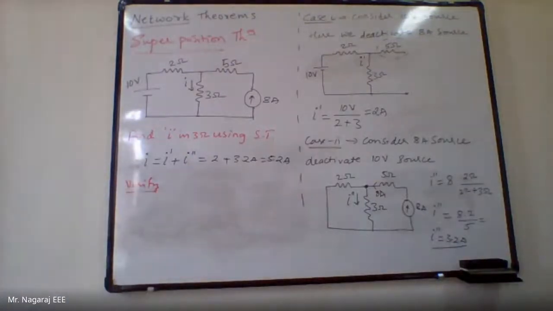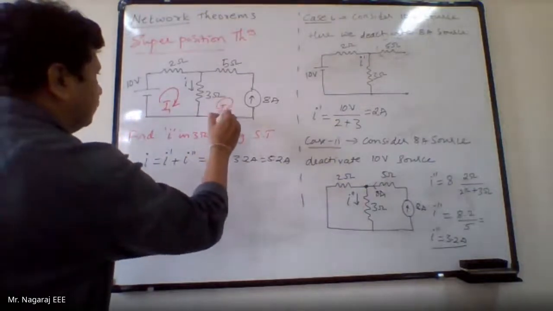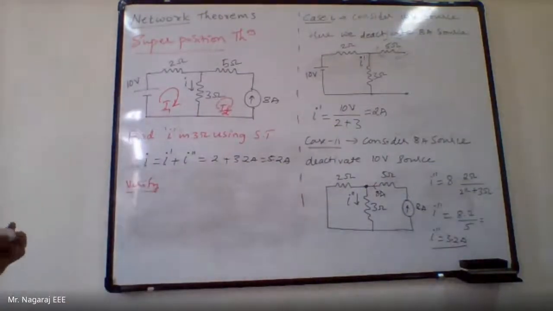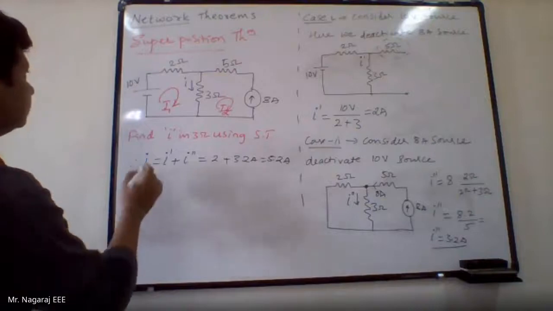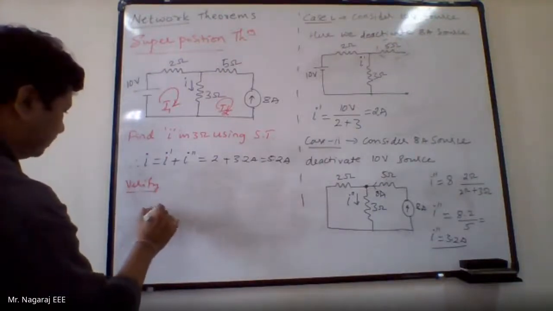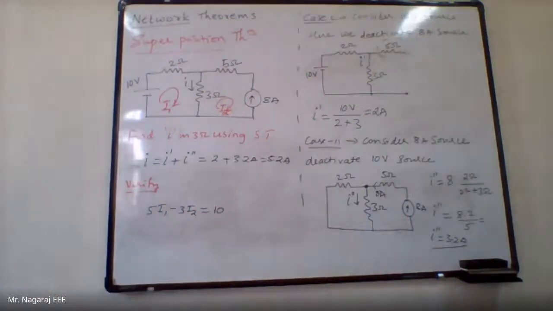Verification. So simply apply mesh analysis here. Now write the mesh equation. Let me take this as I1. Let me take this as I2. Now write the mesh equation for loop 1. I will write it directly; you please verify that later. So this is 5I1 minus 3I2 is equal to 10. This is equation 1.